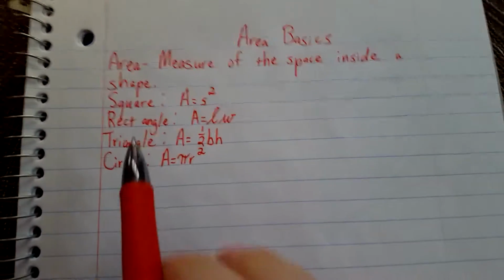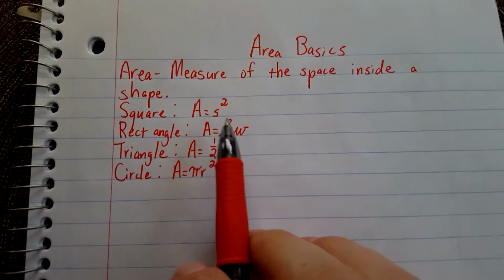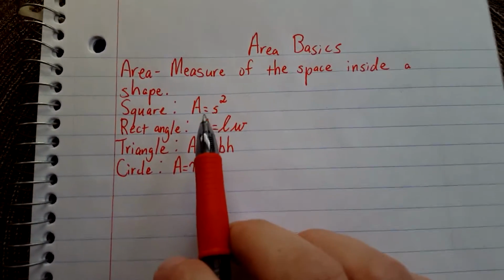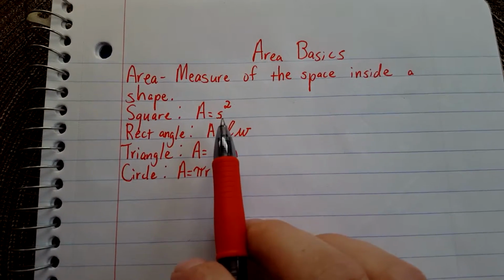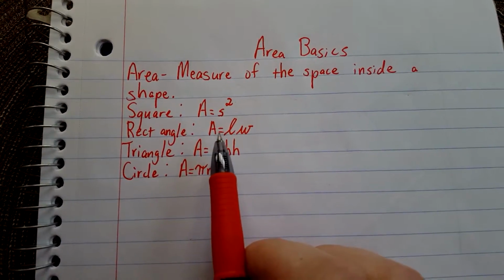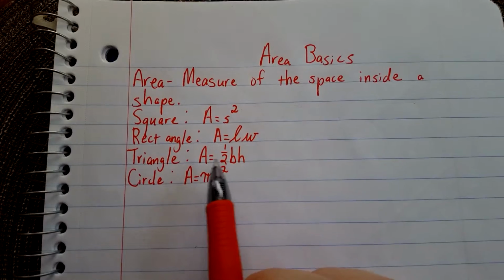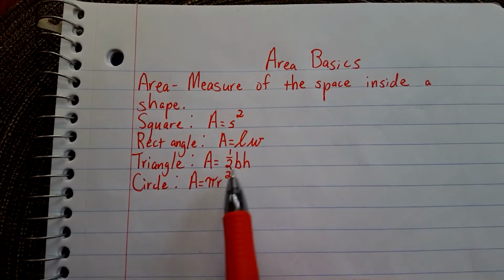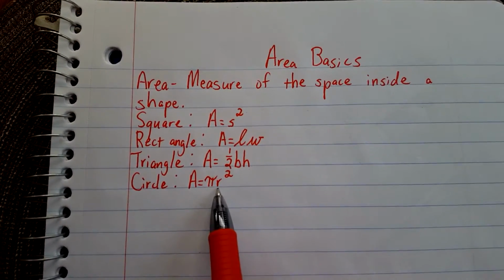Okay, so these formulas that I've written here are going to be really good for you to know. Area of a square is just any side squared, rectangle is length times width, triangle is 1/2 base times height, and circle is pi r squared.